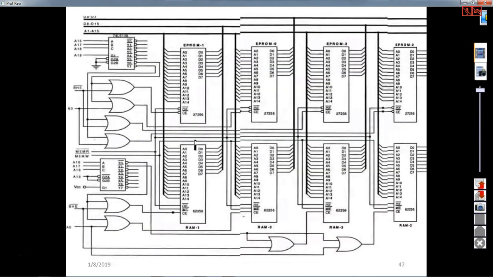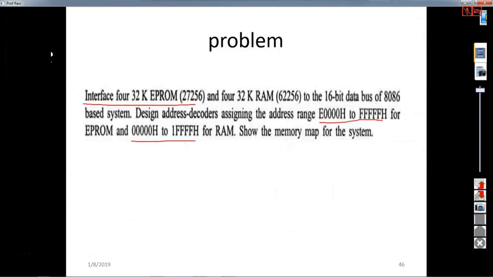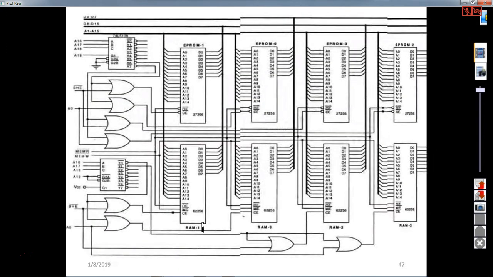Then the resultant one is this. So this is what you need to do. Now let us try to understand what exactly it is. So now this 32K, it is similar to what we have discussed. So this is RAM 1, RAM 0, and here you have RAM 2 and RAM 3. So total 4 RAMs are there, and each RAM is of how much size? 32K. So 32K means each RAM is having 15 address lines.